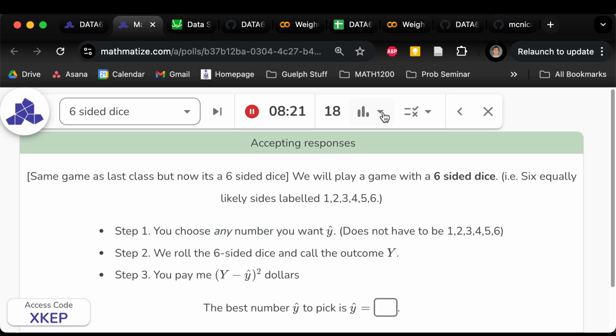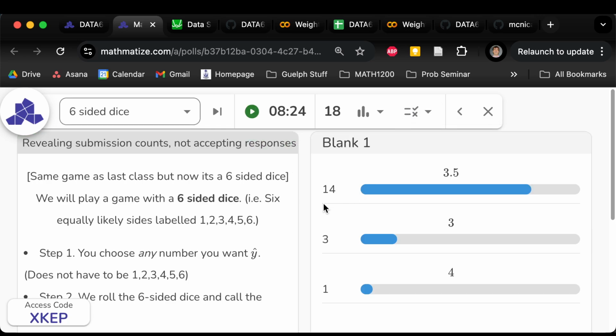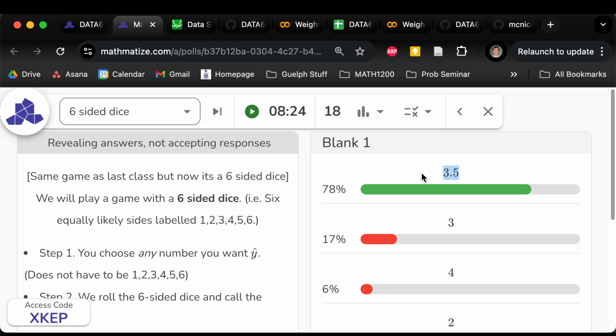We did it last class for a 4-sided dice. This class, we did it for a 6-sided dice. 14 people said 3.5. 3 people said 3, 1 person said 4. If you picked 3 or 4, you maybe were confused about what you're allowed to pick. Remember, you are allowed to pick things that are not exactly one of the dice rolls, and the perfectly correct answer is 3.5. And the reason 3.5 is the right answer is because it is the mean of this dice.